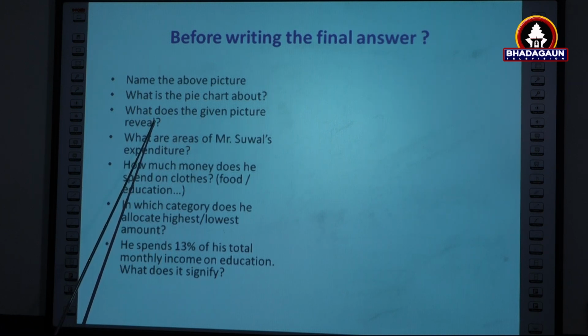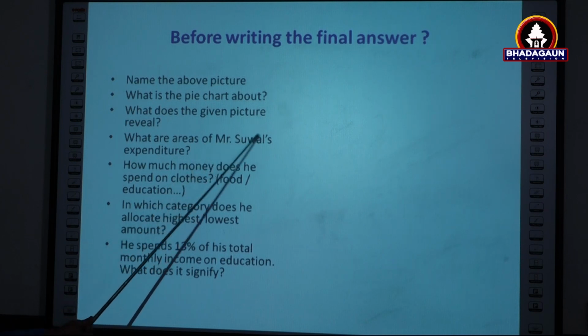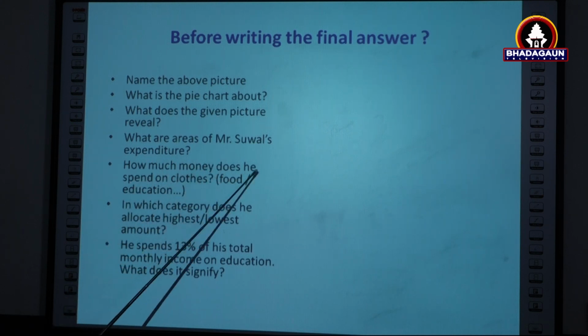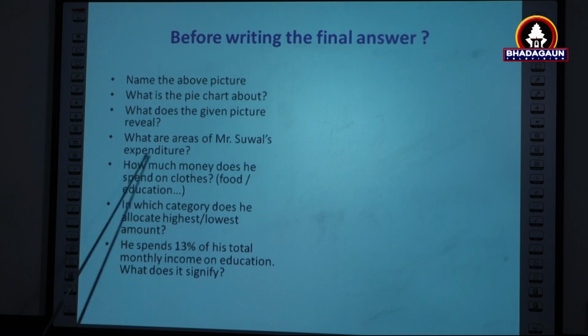What does the given picture reveal or show? You have to answer. Please write the answer of this question also. What are the areas of Mr. Sual's expenditure? What are the areas besides saving? You might have seen that picture very nicely, and you have guessed there were 5 areas. How much money does he spend on clothes? Similarly on food. How much money does he spend on education? How much money does he spend on entertainment? Answer all of the questions.